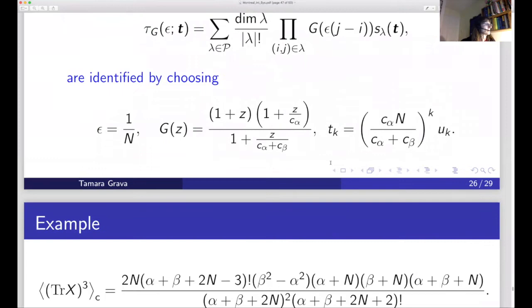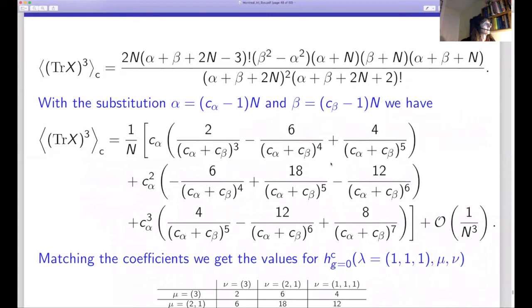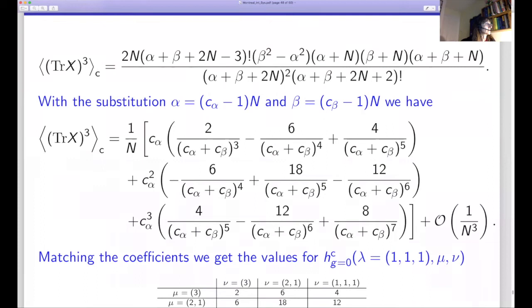Okay, so let me do an example. So this is the Jacobi trace of X to the cube, and this is just a polynomial. So it's easy to calculate. And now you have to substitute alpha equal to (C_alpha minus one) times n, beta equals (C_beta minus one) times n, and you have them in the denominator. So it means that when you expand for n going to infinity, you have an infinite series in one over n. So it means that all the coefficients of triple Hurwitz numbers will be non-zero.